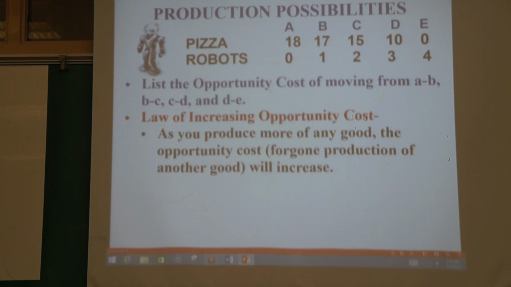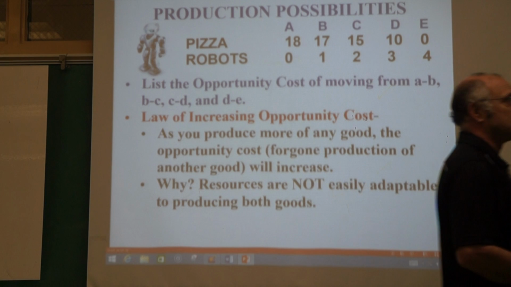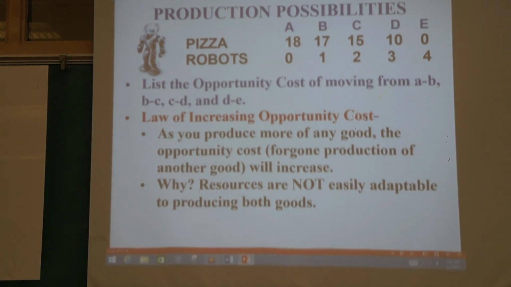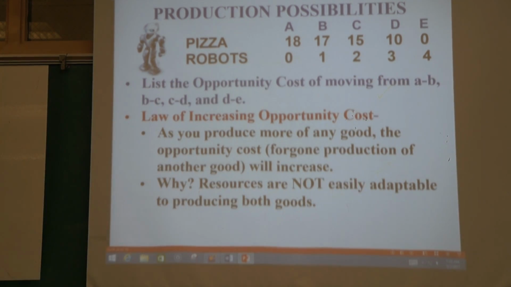Cost will increase. And that's because they're not interchangeable, they're not easily adaptable. The skills to make robots are different than the skills to make pizza. So while I'm a good pizza maker, I wouldn't be good on the robotics team.